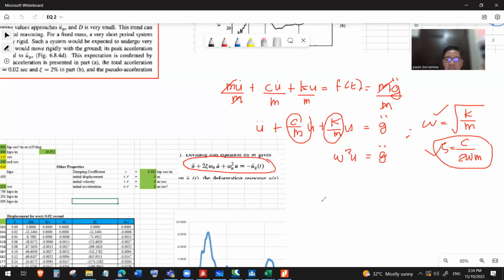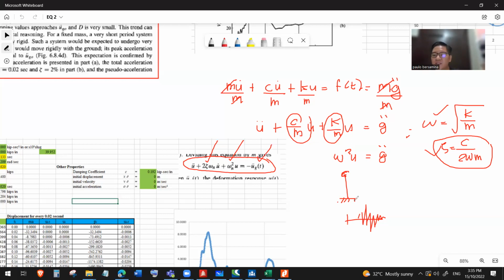So which means that for a single degree of freedom system subjected to ground motion, the response is a function of the damping ratio and the frequency. Only those are involved, right? Did you see that? Okay? Because of course, the ground motion is data.